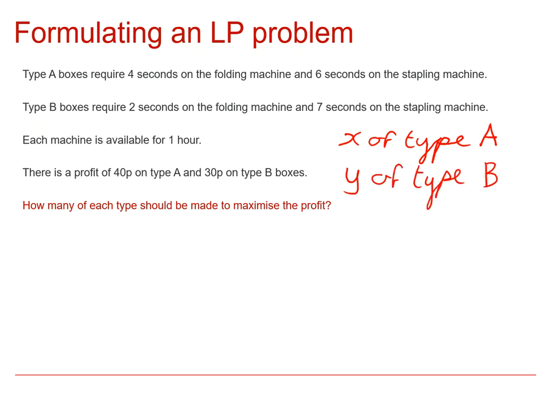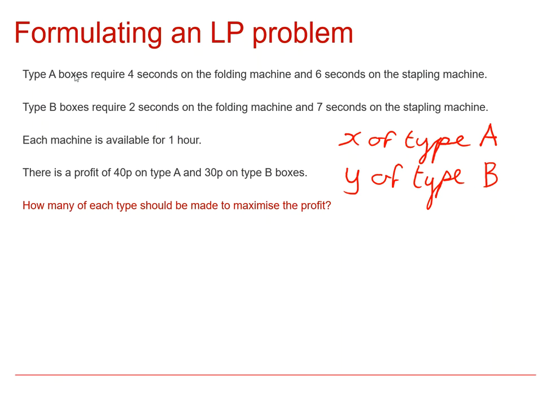Now that we've defined our variables, let's turn our attention to the constraints, and the first constraint I'm going to talk about is the one involving the folding machine. So we can see here type A boxes require 4 seconds on the folding machine, type B boxes require 2 seconds on the folding machine, and the machine is available for a maximum of 1 hour. So what we need to do is express that information using an inequality. So what is the total amount of time that we're going to be using the folding machine for?